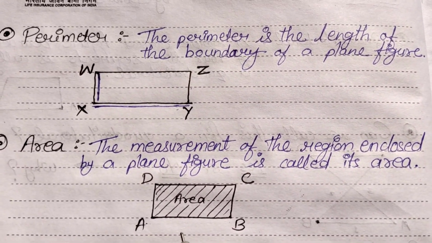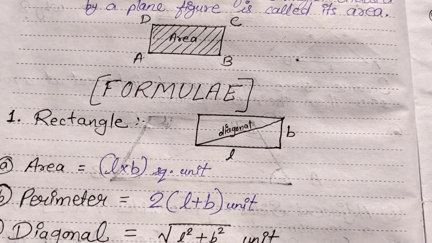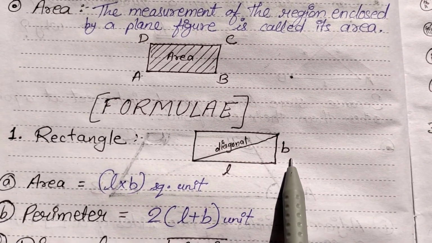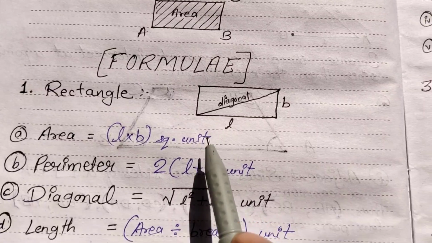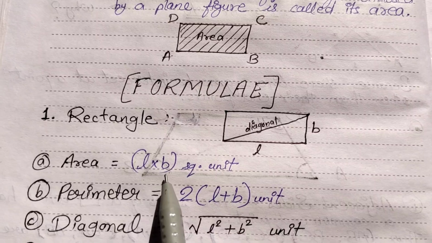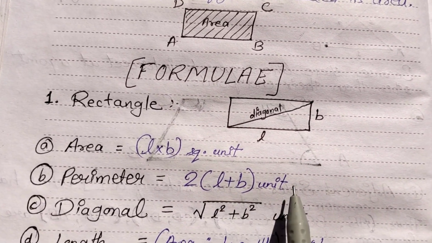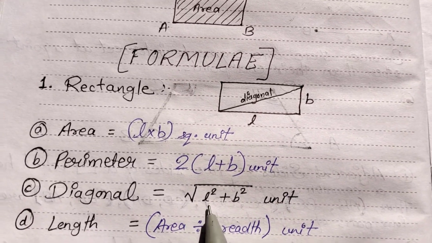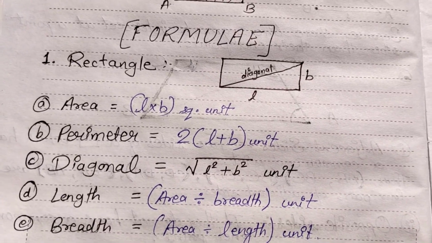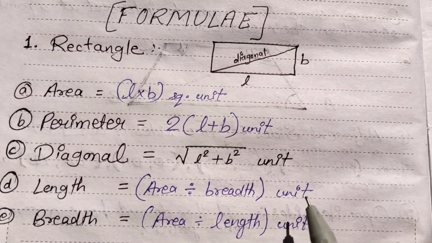Now let's learn the formulas to find the area, perimeter and so on. First figure is the rectangle. In a rectangle we have length and breadth, and here we call it the diagonal. To find the area, the formula is length into breadth square unit. For perimeter, 2 in the bracket length plus breadth unit. For diagonal, under root length square plus breadth square unit. If we have to find the length, then area divided by breadth, and if we have to find breadth, then area divided by length unit.